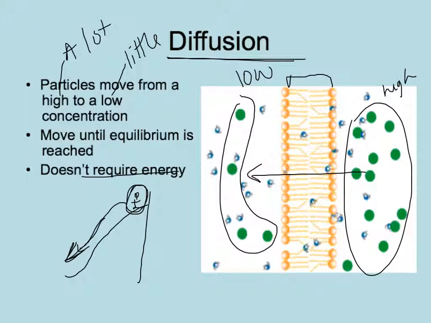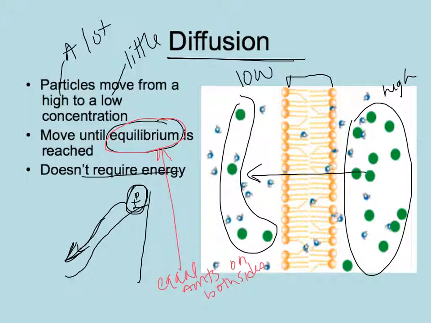Now, we're going to move until we hit this key term, which is called equilibrium. This key term, equilibrium, is going to mean that it is equal amounts on both sides. Okay, equal amounts on both sides. So diffusion is going from a high concentration to low. It's going to go until you hit equilibrium, where it's the same amount on both sides of the membrane, and it does not require energy. Things just move from high to low. Kind of like you're at top of the slide, no energy to go down to the bottom of the slide, and you went from high to low. That's your key for diffusion.